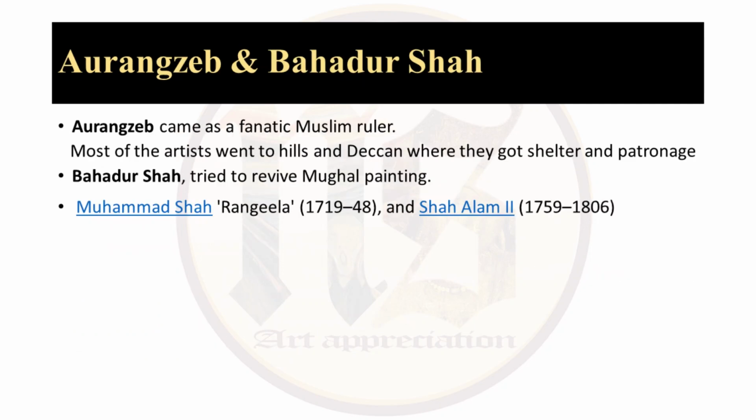Then came the fanatic ruler Aurangzeb, who was generally against all fine arts. So most of the artists, when they did not find much future in Mughal workshops, went to the hills and Deccan regions where they got shelter as well as patronage. Another ruler called Bahadur Shah tried to revive it, but somehow the glory was almost lost. Then two other rulers were Muhammad Shah Rangila and Shah Alam II. But somehow Mughal art did not revive after that.